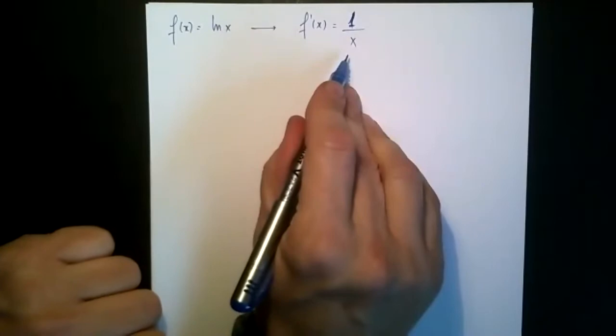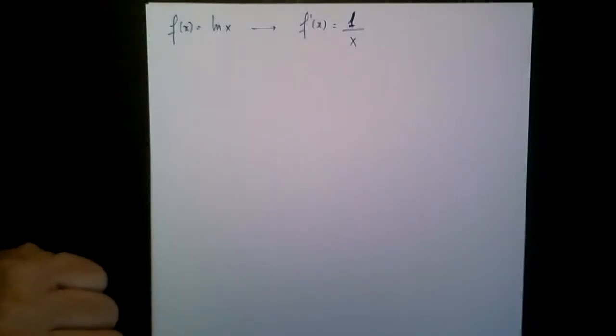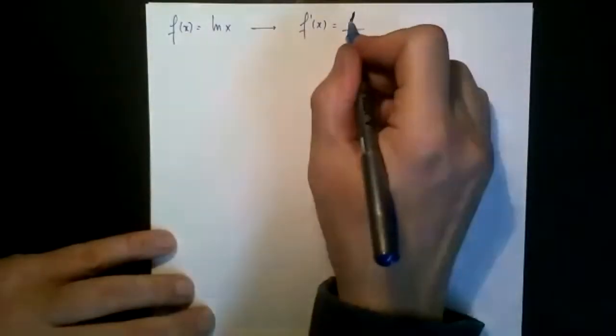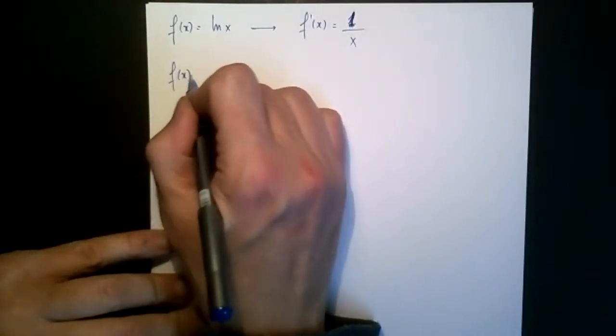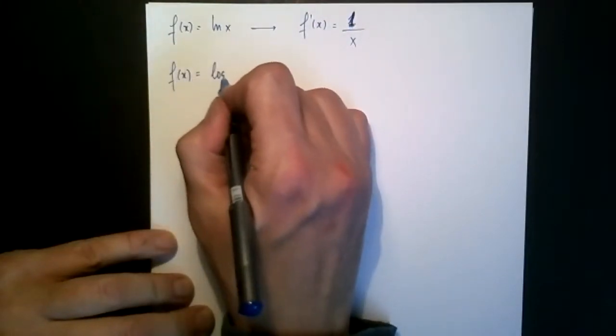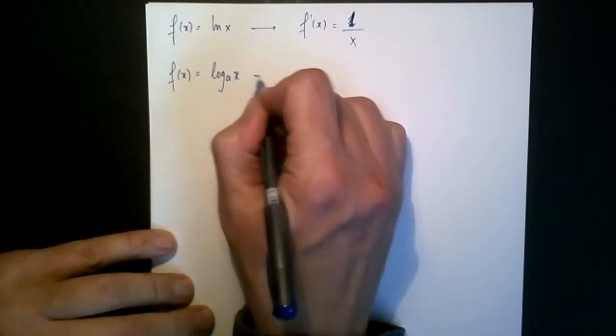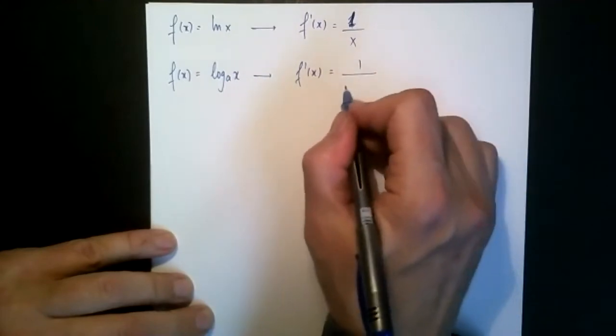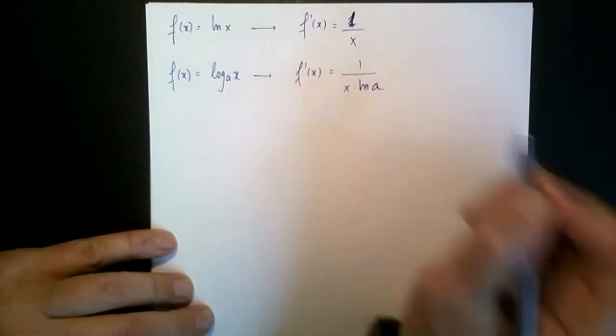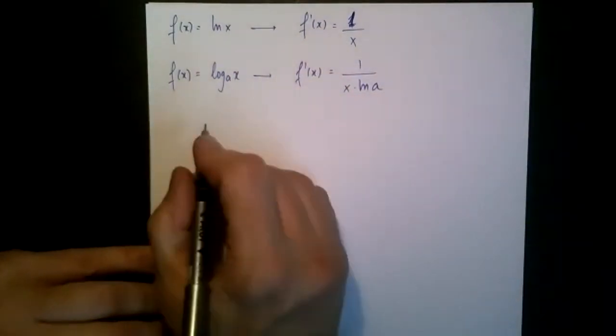So this we proved yesterday. It was not an easy proof, but we did it. The second thing I want to prove now is that if f of x is log in base a of x, then f prime of x will be 1 over x times ln of a. This is what I prove now.